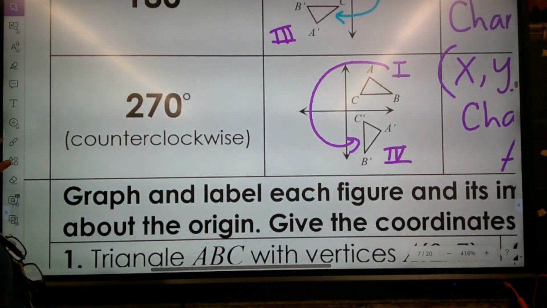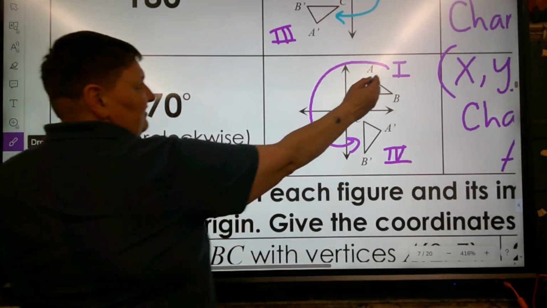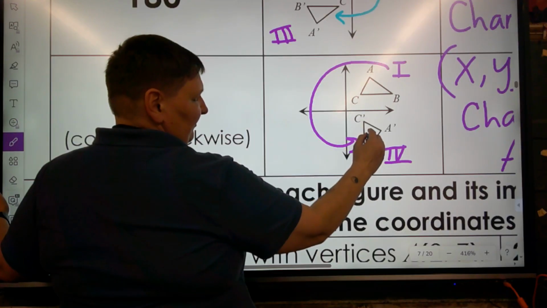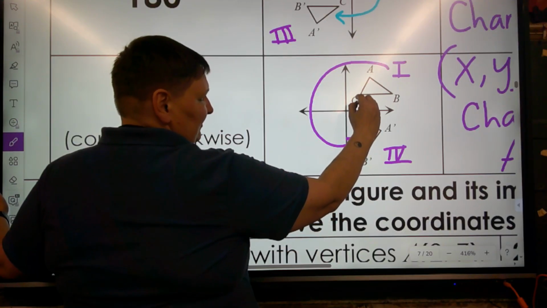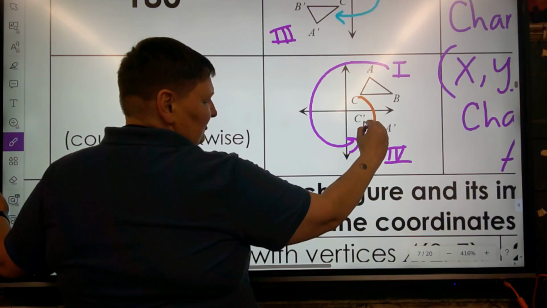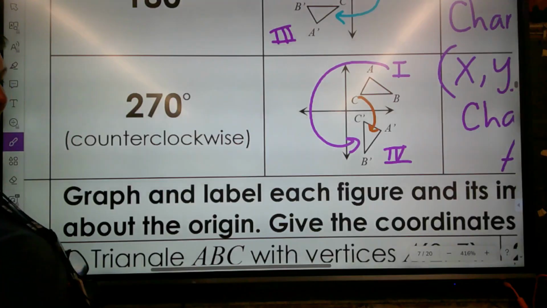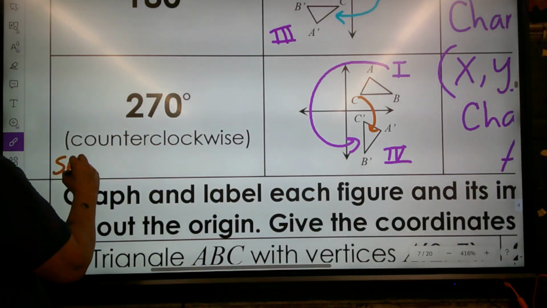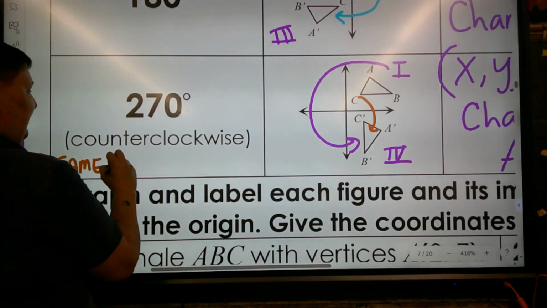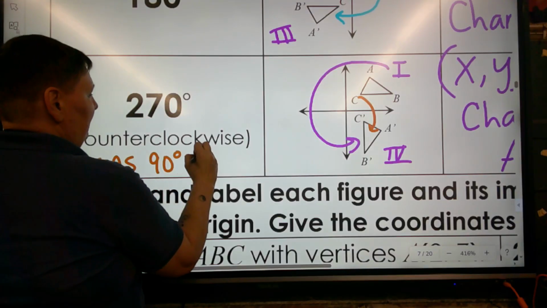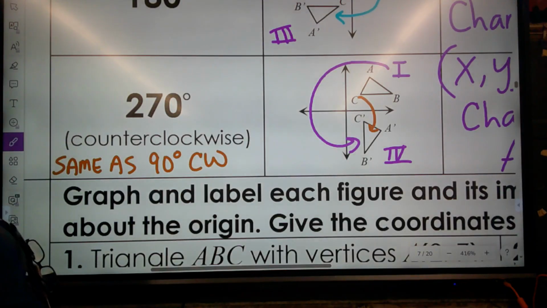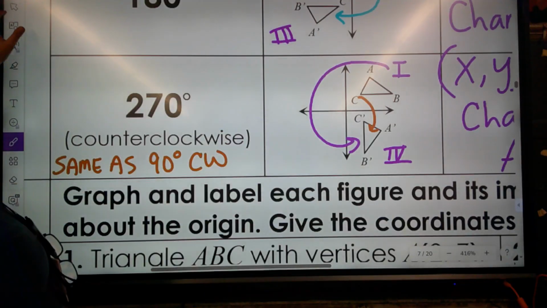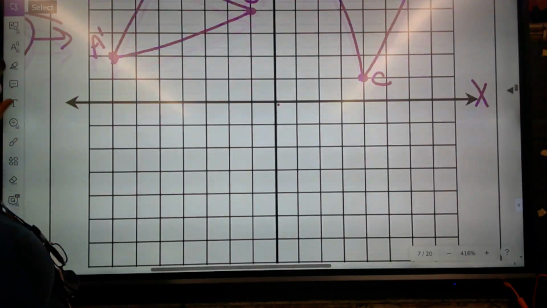So for 270 degrees counterclockwise, we went all the way here. But what would I have to do to get from here to here if I wanted to go clockwise? It looks like I would just switch it this way, right? 90 degrees clockwise. It's exactly the opposite again. So 270 degrees counterclockwise is the same as 90 degrees clockwise, which means this rule also works for this. Let's go look at that. Let's do 13.